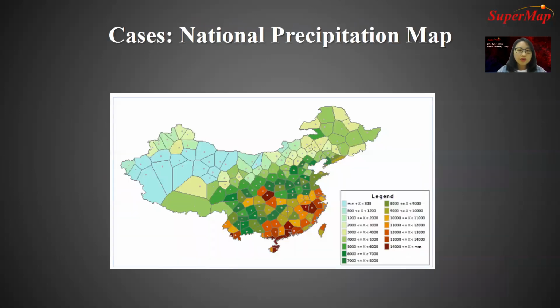And here I put a case about the national precipitation map. This application creates Thiessen polygons for meteorological stations in China and then creates a ranges thematic map to show the ranges of average precipitation for each polygon area. So we can clearly know which areas belong to which stations.